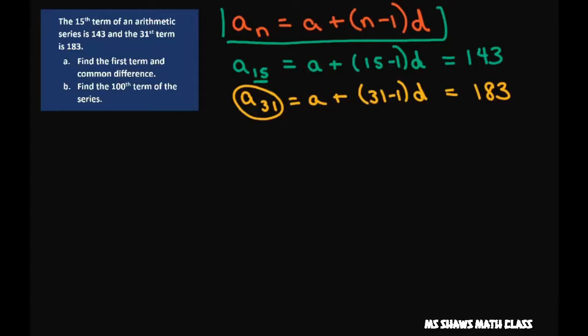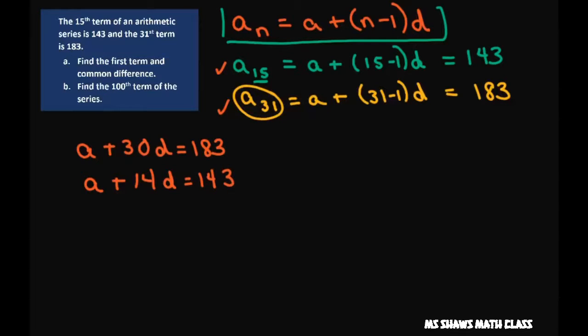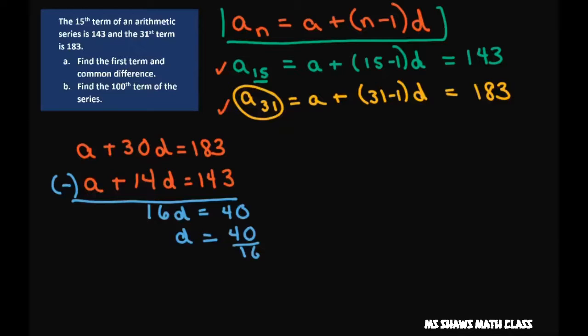Now we're going to do a system of equations, so I'll do this one first. We have a plus 30d equals 183. And for this one, we have a plus 14d equals 143. So we have a system of linear equations, and we're going to eliminate the a, and if you subtract each of these, you get 16d equals 40. Divide both sides by 16, you get d equals 40 divided by 16. Divide each piece by 8, and that's going to be 5 divided by 2. So you have your d.